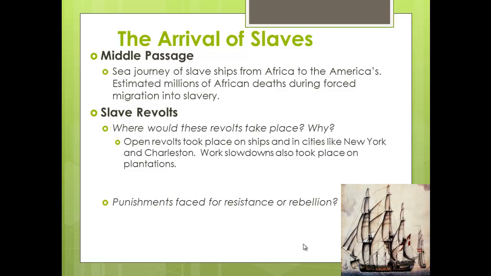And it says our open revolts took place on ships and in cities like New York and Charleston. Also, work slowdowns were another way of slaves really revolting, and they took place on plantations or farms at times.